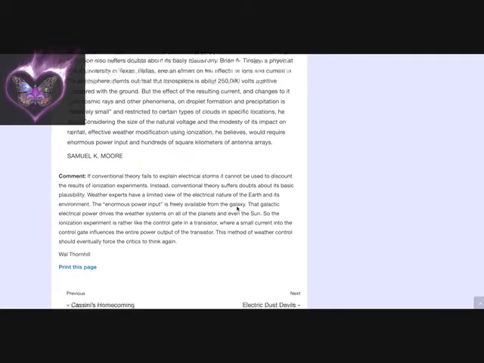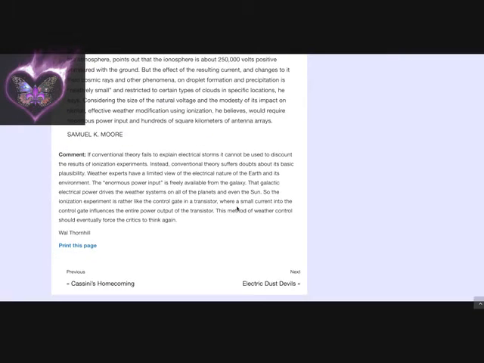All right, Samuel Moore, comment. If conventional theory fails to explain electrical storms, it cannot be used to discount the results of ionization experiments. Instead, conventional theory suffers doubt about its basic plausibility. Weather experts have a limited view of the electrical nature of the Earth and its environment. The enormous power input is freely available from the galaxy. The galactic electrical power drives the weather system on all of the planets and even the sun.